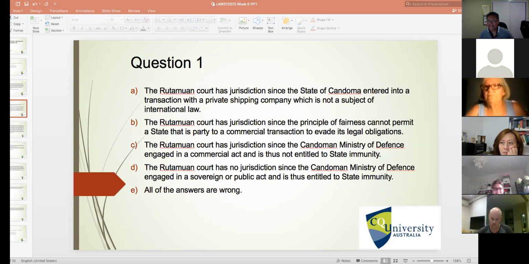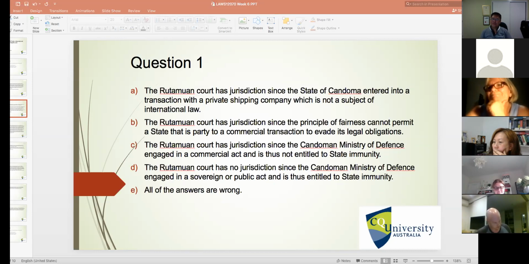Okay. So I think that the whole ordering of boots, you need to determine what kind of act that is. Is it a commercial act or is it a public sovereign act? Now, the boots are for the defense forces of Rootamoon, which I think would meet sovereign act. And based on that, they will have immunity because the action was sovereign, not commercial.